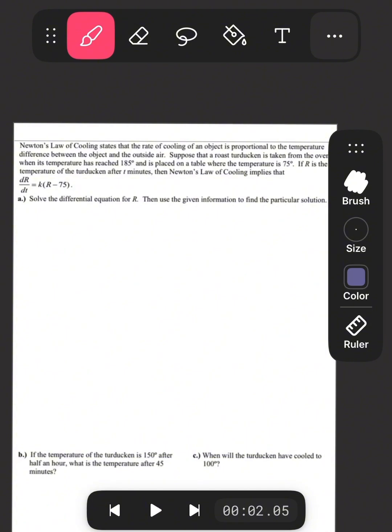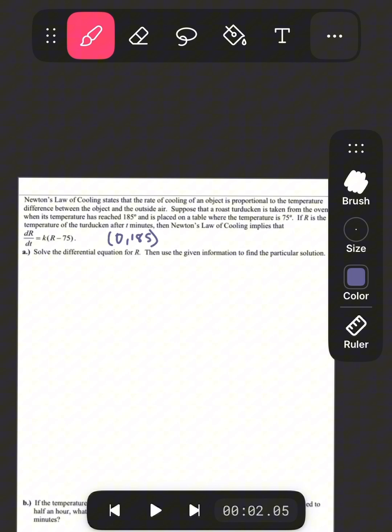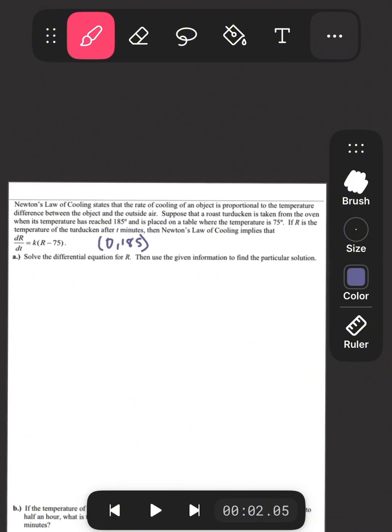Suppose that a roast turducken is taken from the oven when its temperature has reached 185 degrees and is placed on a table where the temperature is 75 degrees. If R is the temperature of the turducken after t minutes, then Newton's law of cooling implies that dR/dt is equal to k times (R minus 75). Solve the differential equation.